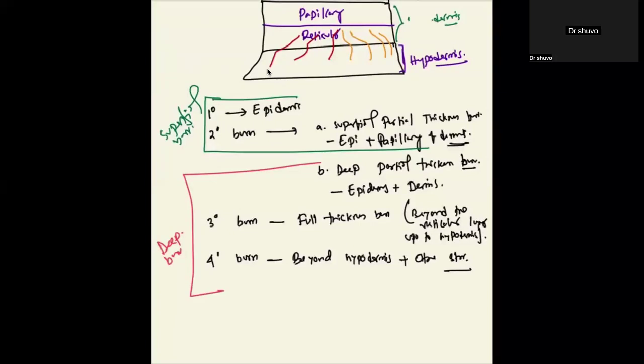Please tell me the deep partial thickness and full thickness burn. Deep partial thickness burn is epidermis and all the layers of the dermis, 2 layers of the dermis, papillary and reticular. Okay, then full thickness. Full thickness is just beyond that, involving the hypodermis, up to the hypodermis. Did you get my point?